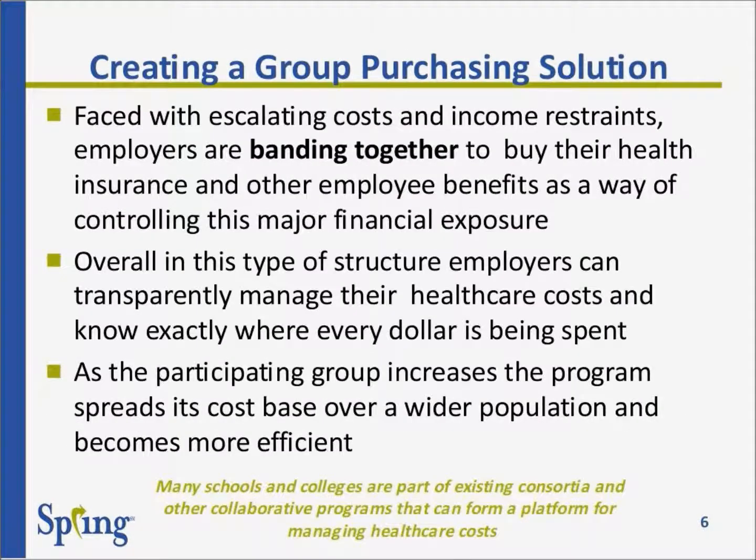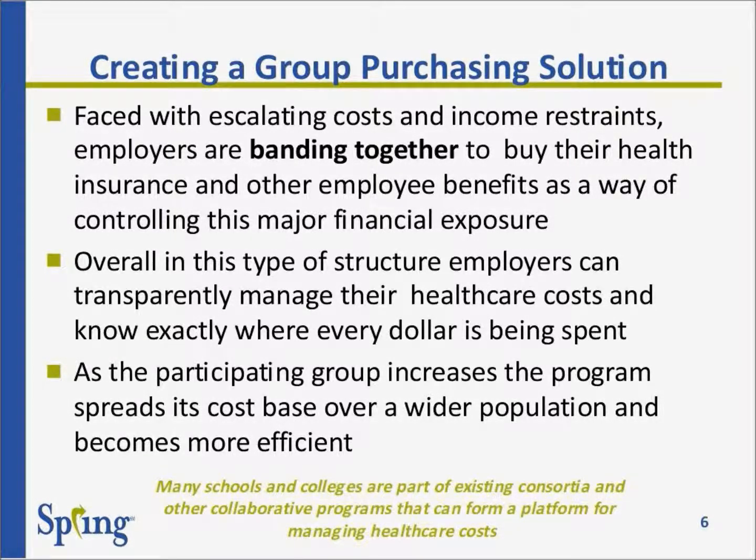So what are people doing about it? One of the routes that employers are taking is to look at group purchasing solutions. So employers are banding together to buy their health insurance and other employee benefits as a group and as a way of controlling this type of exposure. This doesn't mean that they necessarily have less choice in their health plans, but they do have an opportunity to manage cost increases and, just as importantly, manage cost fluctuation.